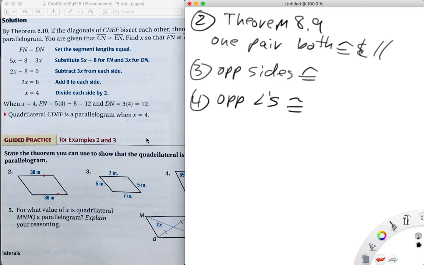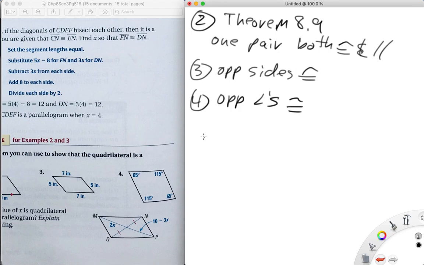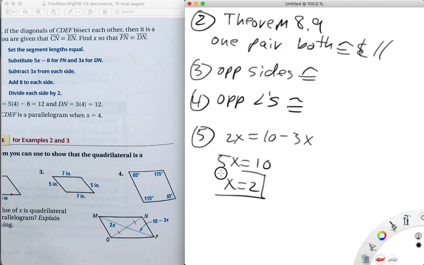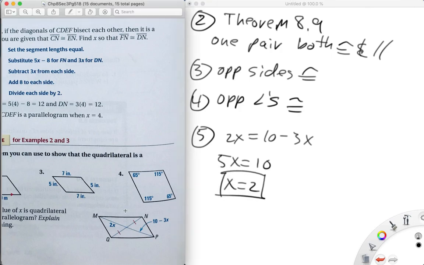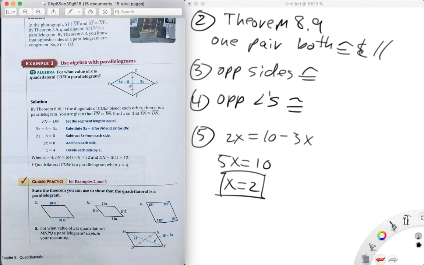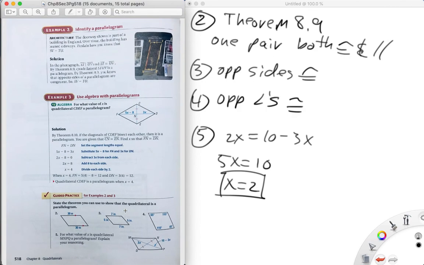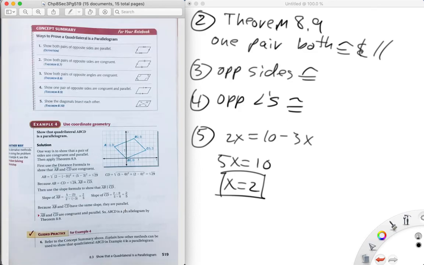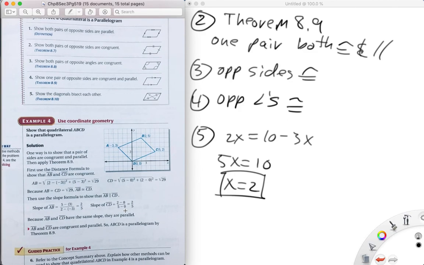For what value of x is it a parallelogram? So we just set those equal to each other. 2x equals 10 minus 3x, so x equals 2. The math behind these is pretty straightforward. You're going to set a lot of things equal to each other and solve. Not too crazy.